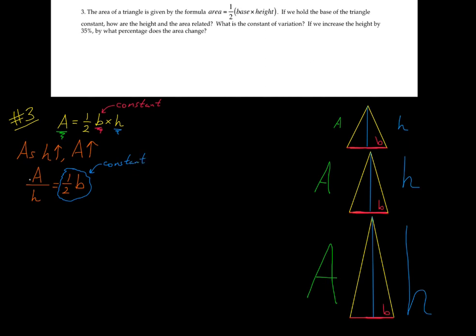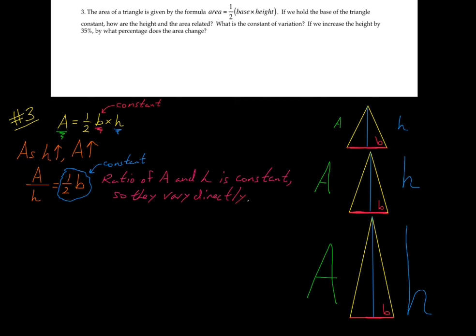So this part is in fact a constant value. It's not going to change. So what we've just shown here is that the ratio of the area A and the height h is constant. And so because of this, A and h will vary directly.